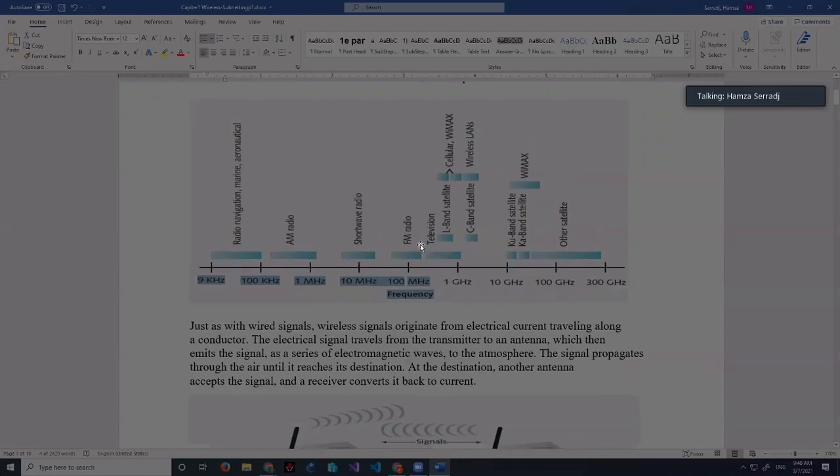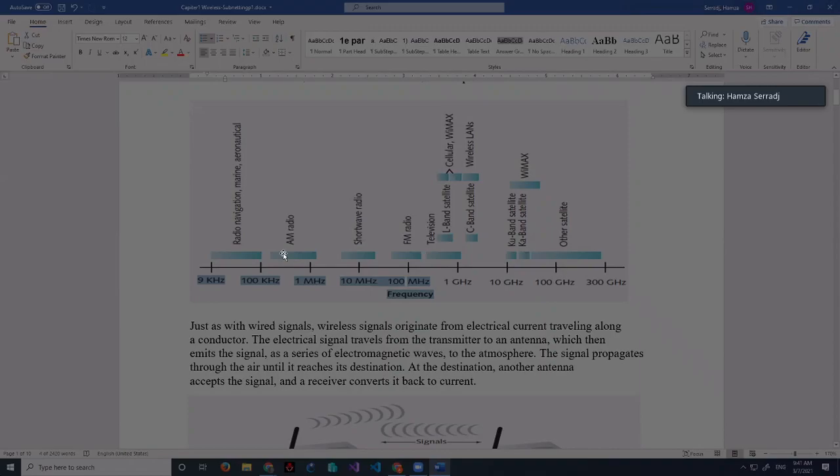The others are used for other things, like for example, from 9 kilohertz to 100 kilohertz, you have the radio navigation, marine and aeronautical communication, right? The marine, the ships on the water, planes in the space, they are here. You have the AM radio from 100 kilohertz to 1 megahertz. All this is AM radio. So when you are in your car listening to an AM radio, you are on this range of frequency.